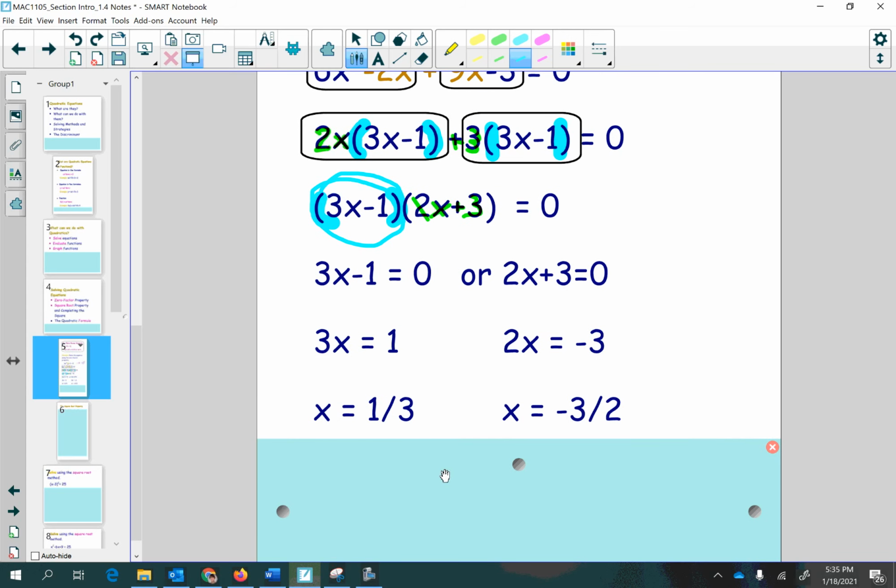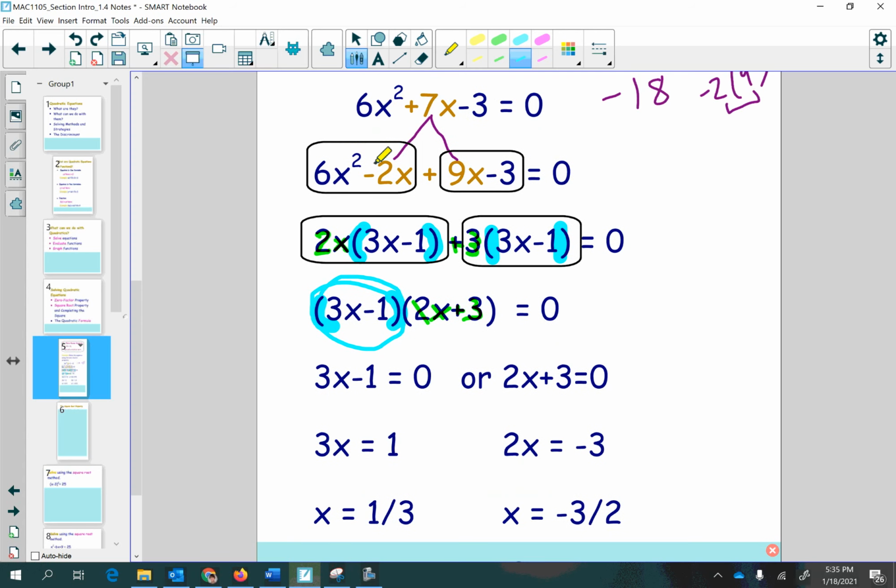Then you plug them back into the original equation and make sure that you do them one by one, not both at the same time. Take 1/3, plug it in to both the x, anywhere you see an x, simplify and make sure it equals 0. Do the same with this one.